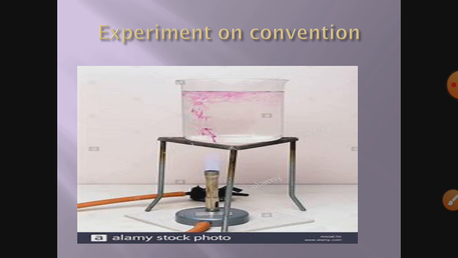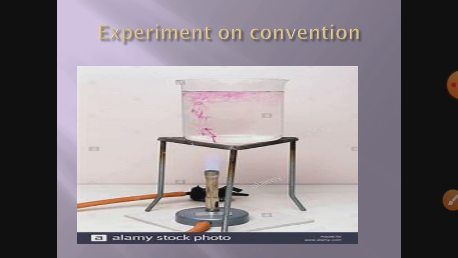Now what is the method? Fill a beaker with water. Now you have to gently place a few crystals of potassium permanganate. They are pinkish in color. You can see in the picture also. Now put the beaker over a flame, and we have to record our observation. Once the water gets heated, the water which is in close contact with the flame gets heated up. The water becomes lighter and it tries to move upward.